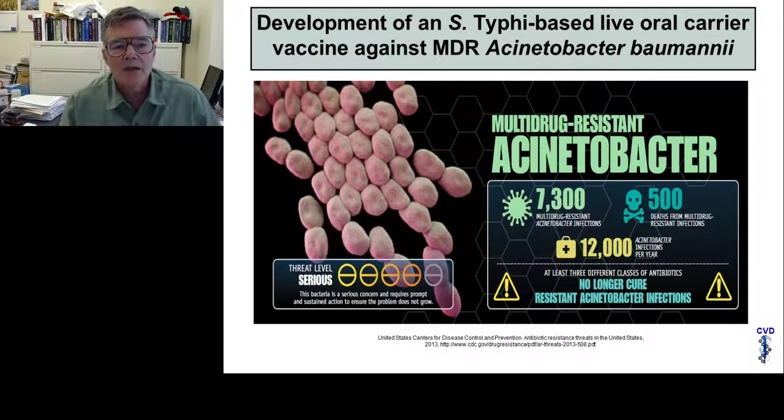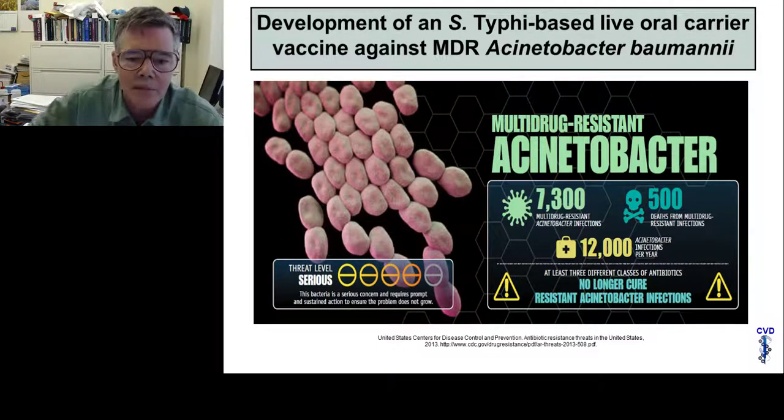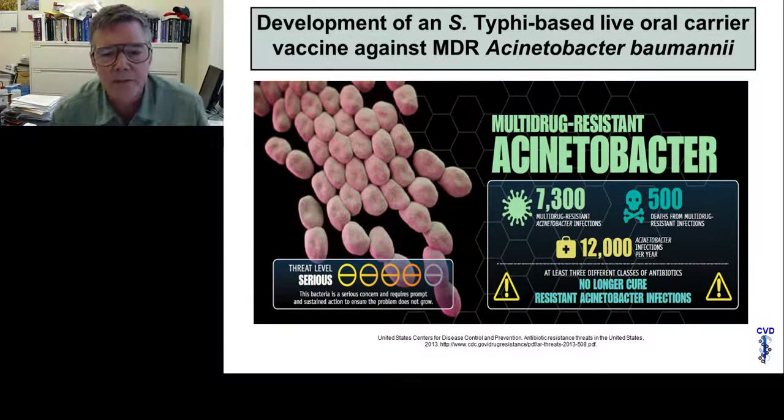And so we decided to move on and target Acinetobacter baumannii, which the CDC declared in 2013 was a serious threat to public health because of its resistance to multiple classes of antibiotics. And the World Health Organization just released a report in 2017 declaring that Acinetobacter baumannii is at the top of the list of concerns for multi-drug resistant pathogens.